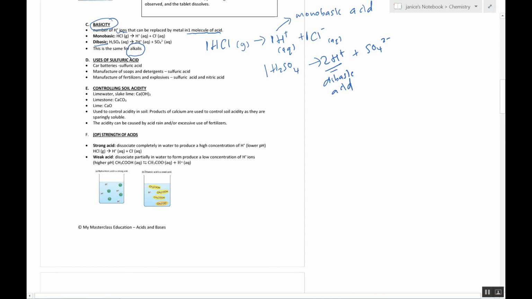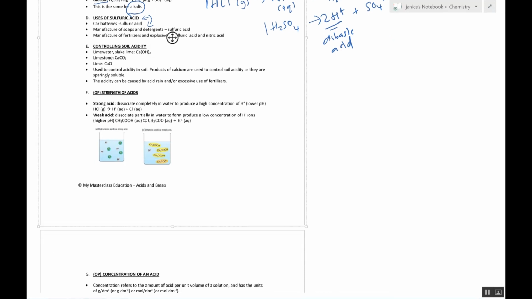Under our syllabus, we also need to know the uses of sulfuric acid. Memory work over here: car batteries, used to manufacture soap and detergents, and used in fertilizers and explosives. Next one we have controlling soil acidity, or generally pollution in the environment. Most of the time the acidic condition of our environment is caused by pollution.